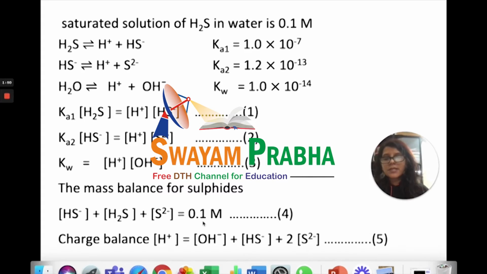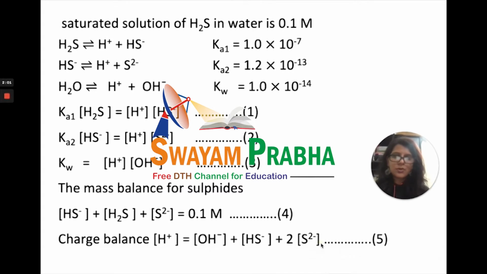Now let us see the charge balance. What is charge balance? Sum of positive charges is equal to the sum of negative charges. So H plus is equal to OH minus plus HS minus plus 2 into S2 minus.